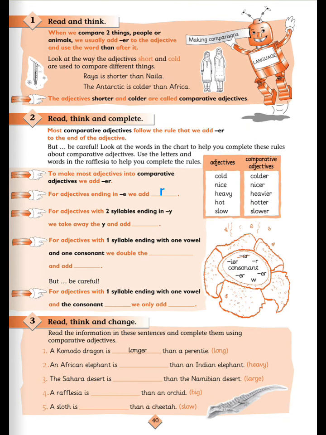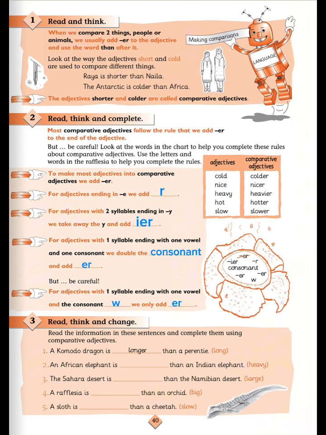For adjectives with two syllables ending in y, we take away the y and add ier. For adjectives with one syllable ending with one vowel and one consonant, we double the consonant and add er. But be careful. For adjectives with one syllable ending with one vowel and the consonant w, we only add er.